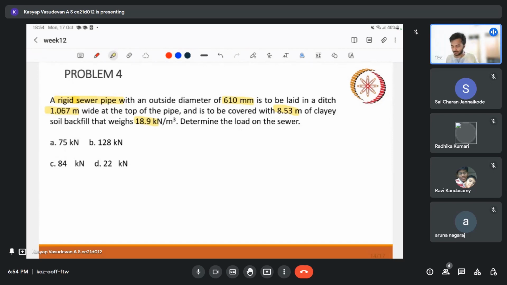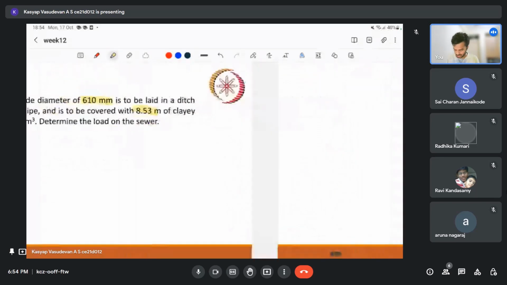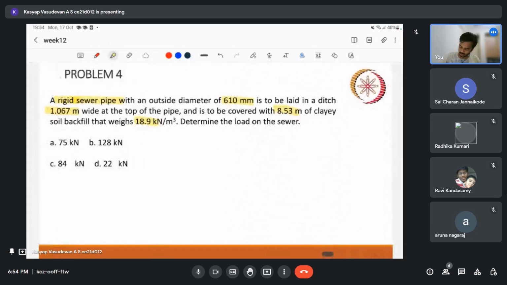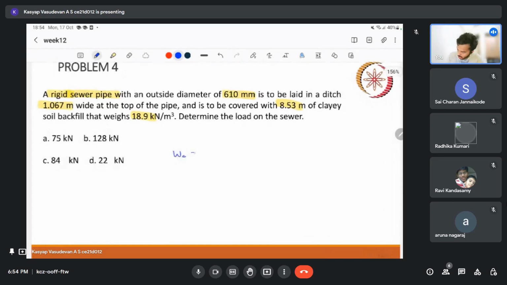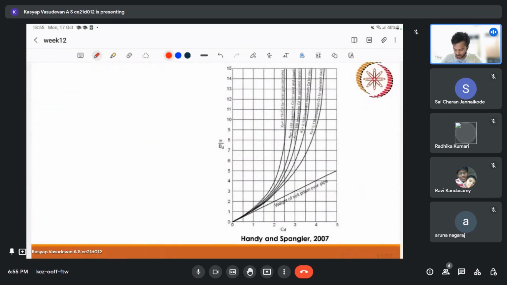For this also we have a method, proposed by Handy and Spangler. It's there in the textbook. If you have gone through this lecture, you must have seen that the load acting on our conduit can be written as W = CD gamma BD square. Here CD is a constant, gamma is the unit weight, and BD is the ditch width. CD is a function of H by BD, and to choose CD, this particular figure has to be used.